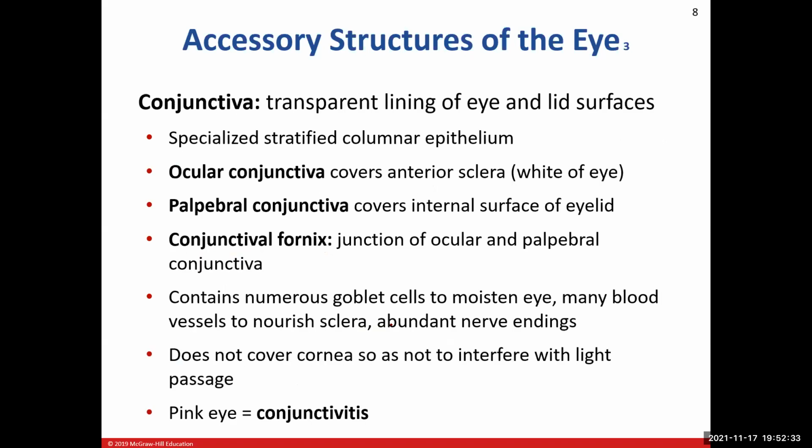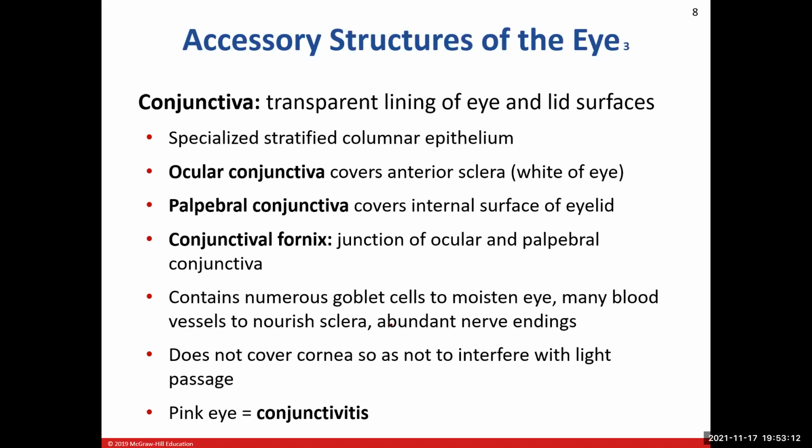Another accessory structure of the eye is the conjunctiva. This is the covering of your actual eye itself and some of the surfaces of your eyelid. And it's transparent, which makes sense. You wouldn't want it to be opaque because then light couldn't enter the eye. The conjunctiva is made up of stratified columnar epithelium. Now, like I said, back in the beginning of this course, we were talking about the different tissues in chapter 5.